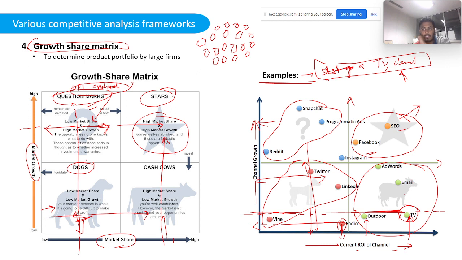But you can still choose something like this and like this, which have a relatively higher growth rate and a higher return on investment. So you can choose AdWords or email, and it is better if you can choose something like Facebook or SEO. You can choose these options and then analyze their features, why they have a bigger market share and bigger growth, and then incorporate those in your product. So this is how you do a growth share matrix.